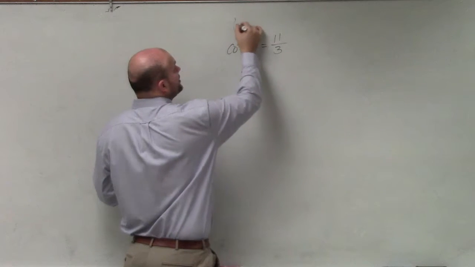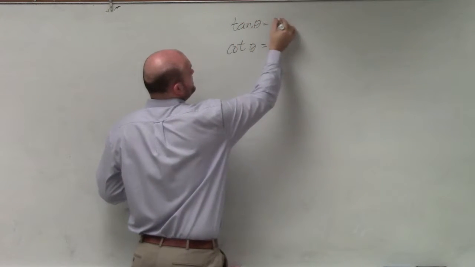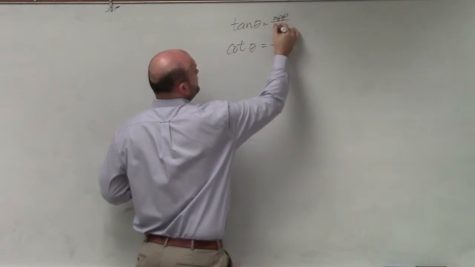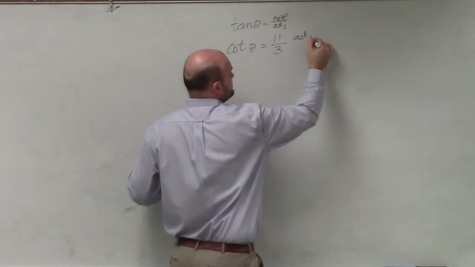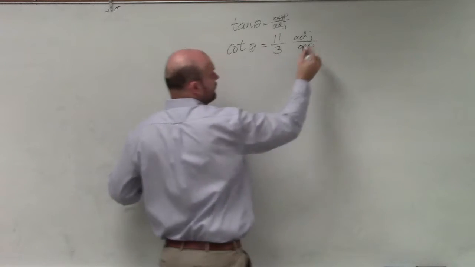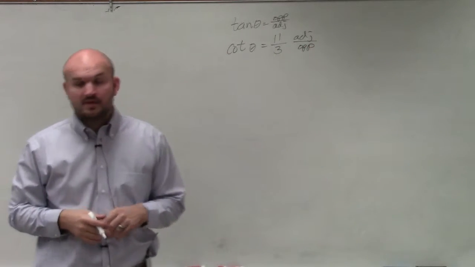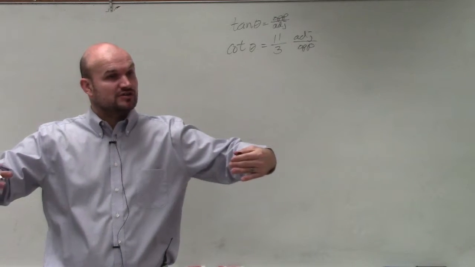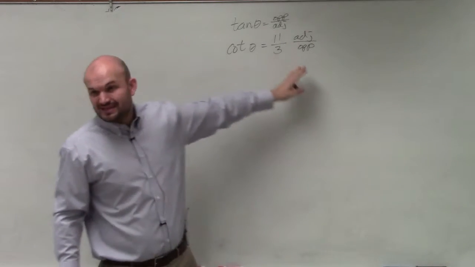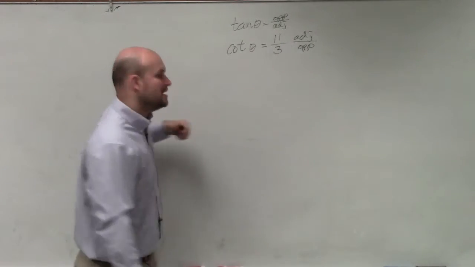If you guys remember in your notes, tangent was opposite over adjacent. So therefore, the cotangent is the reciprocal, which is adjacent over opposite. Right? So now, all we need to do to find the 6 trigonometric functions is figure out what the hypotenuse is. So we have to create a triangle.